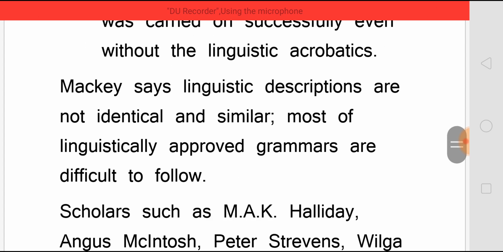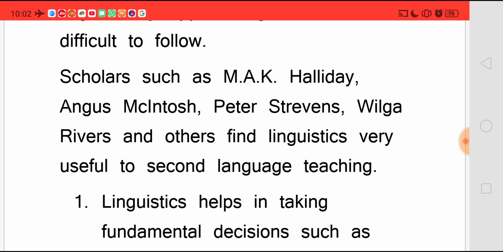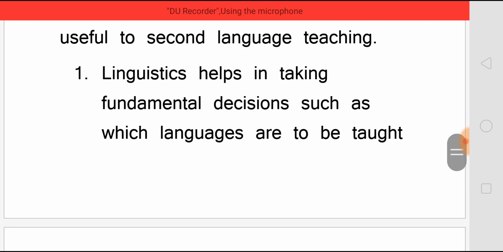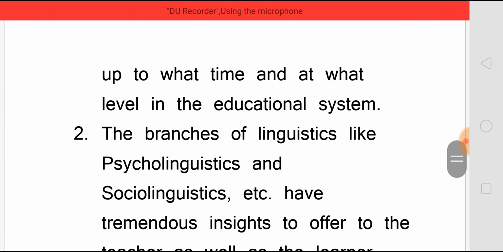Mackay says linguistic descriptions are not identical and similar. Most of the linguistically approved grammars are difficult to follow. Scholars such as M.A.K. Halliday, Angus McIntosh, Peter Strevens, Wilga Rivers, and others find linguistics very useful to second language teaching. And they say linguistics helps in taking fundamental decisions such as which languages are to be taught up to what time and at what level in the educational system.